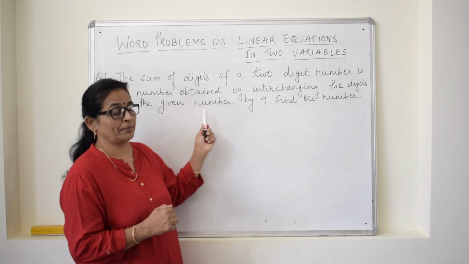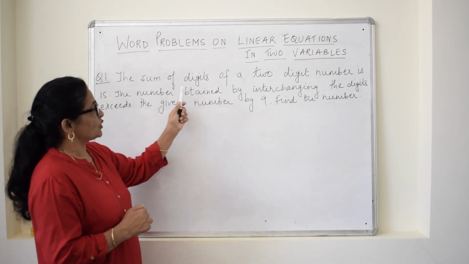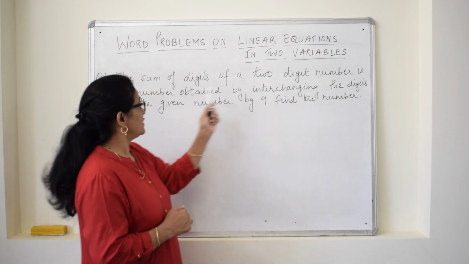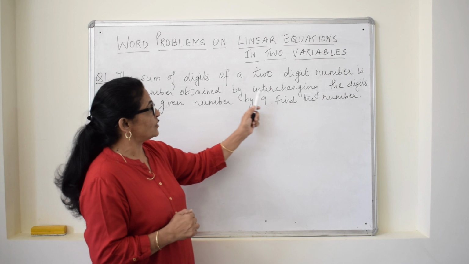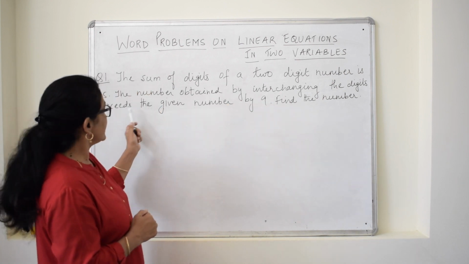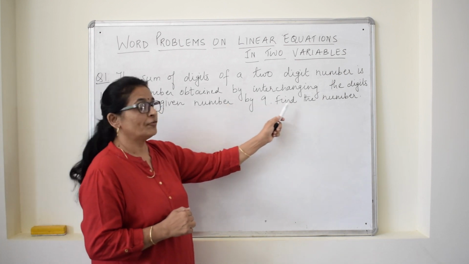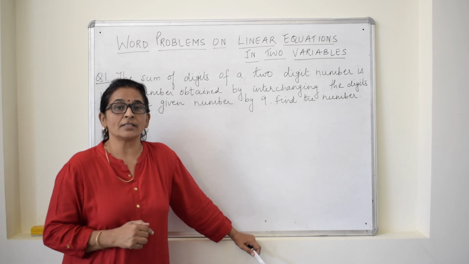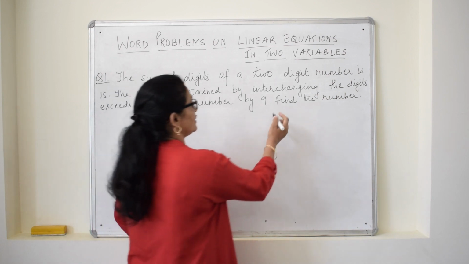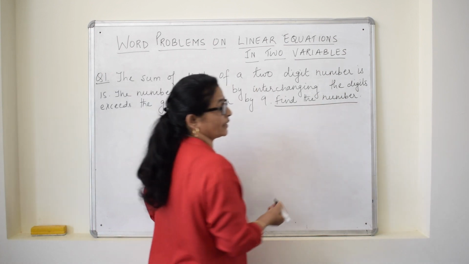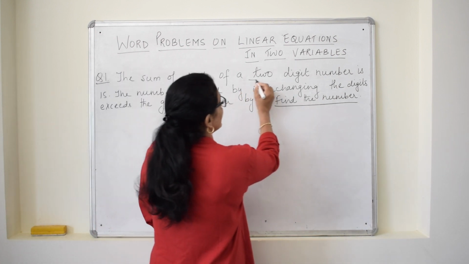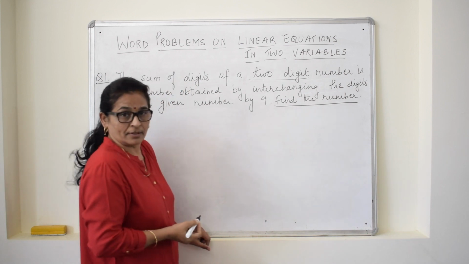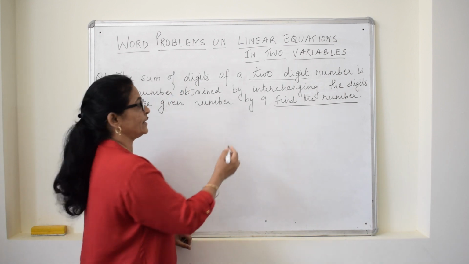So let's take the first example. The sum of digits of a two-digit number is 15. The number obtained by interchanging the digits exceeds the given number by 9. Find the number. Whenever you get a word problem, see the last line. What are they asking? Find the number. And what type of number is that? Two-digit number.